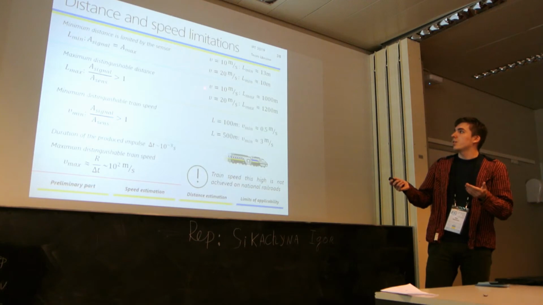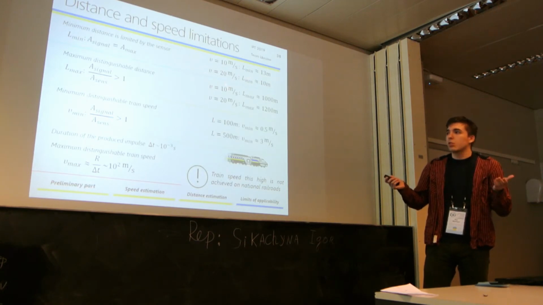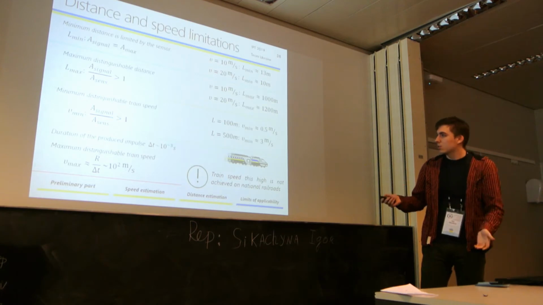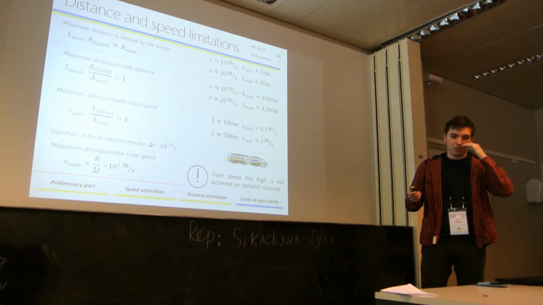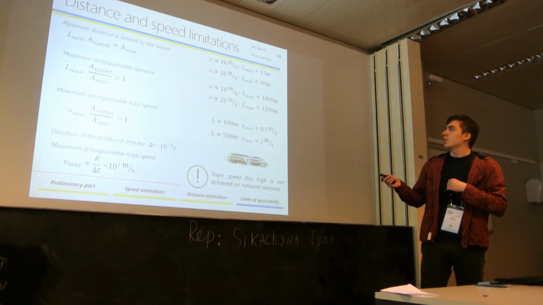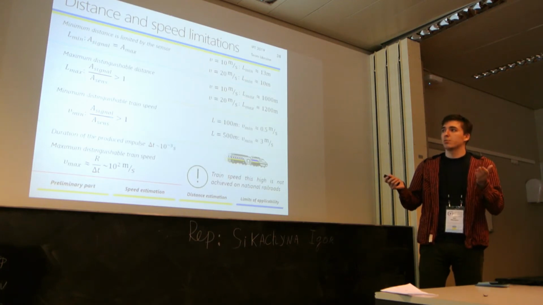And thus the minimum distance is quite low, due to the fact that it requires the train to be really close for the sensor to go over its limit of sensitivity. And also we have a maximum distance, which is about 1 kilometer for a 10 meters per second moving train.